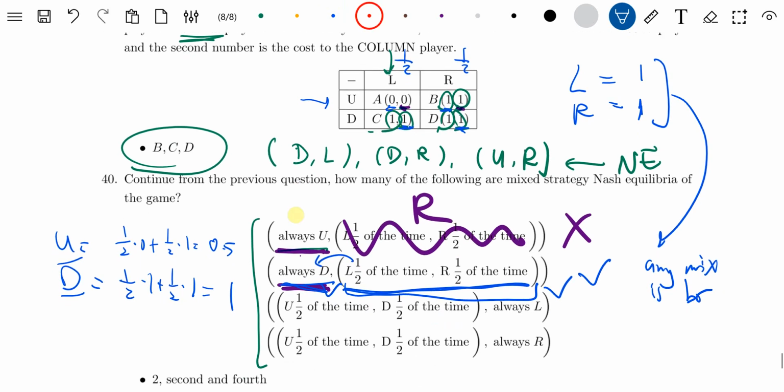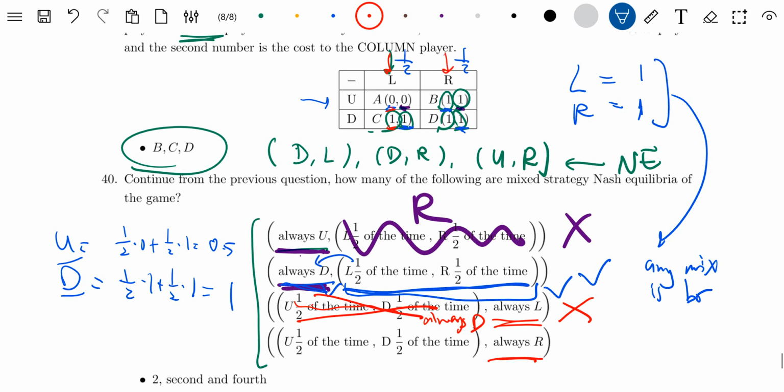Let's do it again for the other ones. If the column player is always playing L, then the row player is getting 0 from U and 1 from D. So always D is the best response. So in particular, whatever this mix is, it is not the best response. So this is not a Nash. They are not mutual best responses. Let's check the last one.